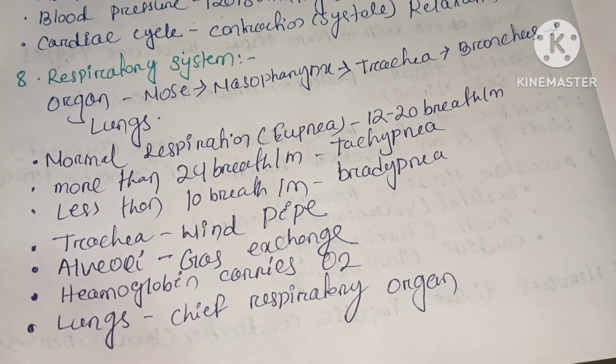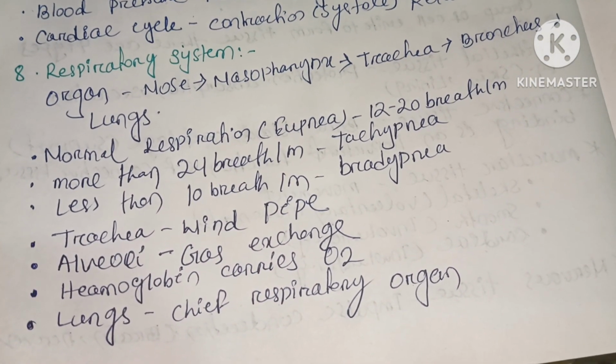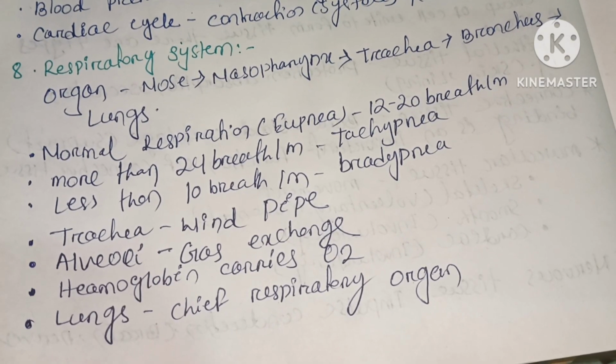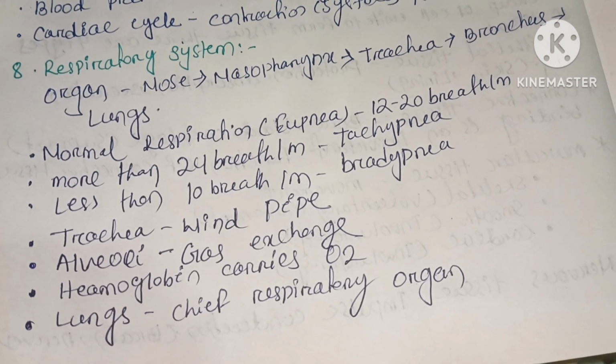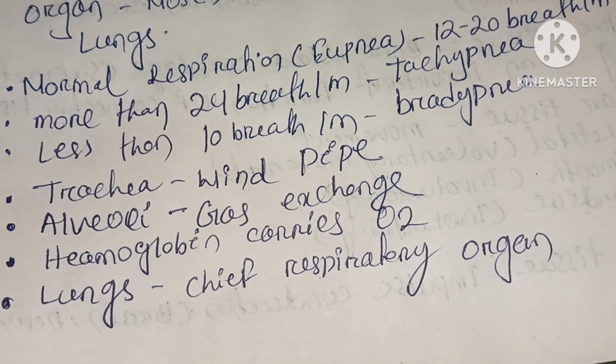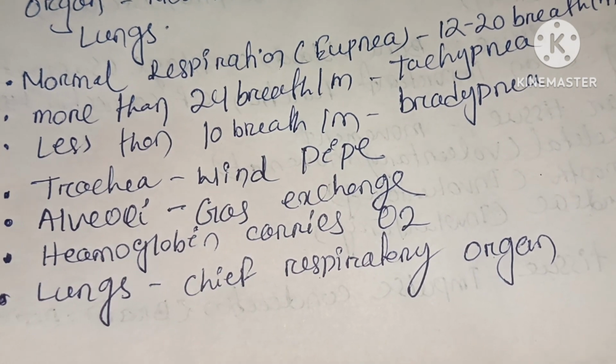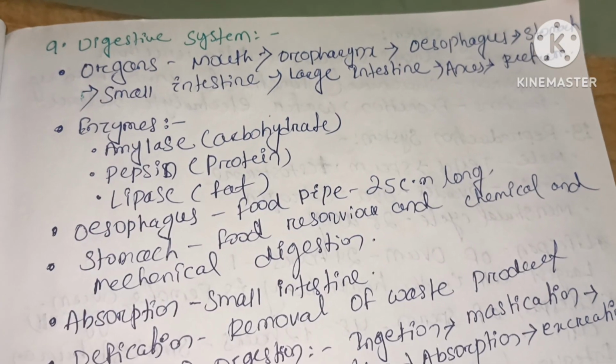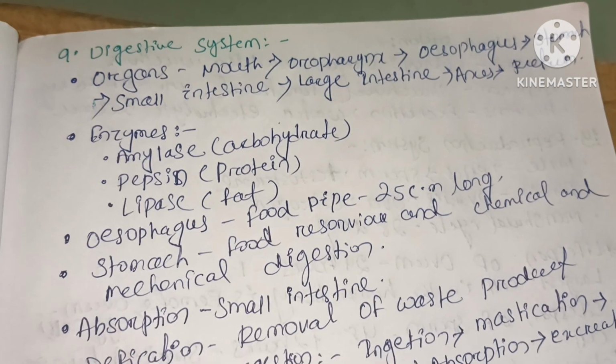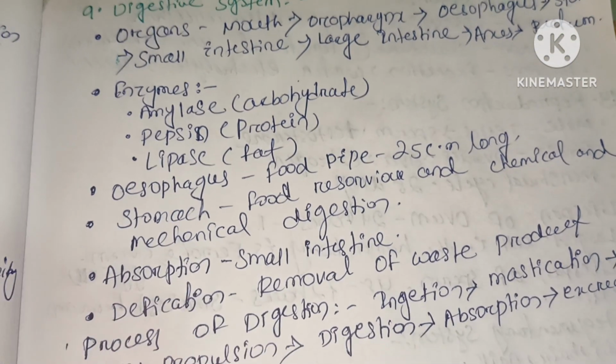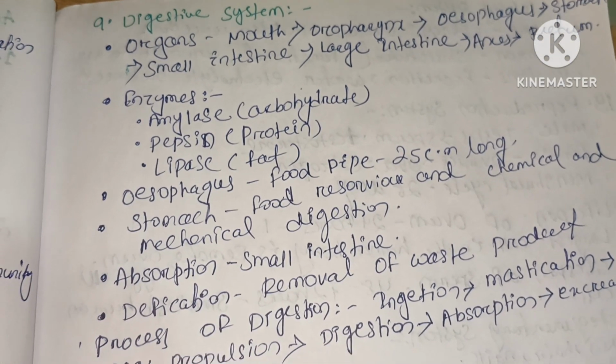Respiratory system, organs start from the nose, nasopharynx, then trachea, bronchus, bronchi, and then lungs. Normal respiration, we can say eupnea, is 12 to 20 breaths per minute. Less than 16 is called bradypnea, and more than 24 is called tachypnea.